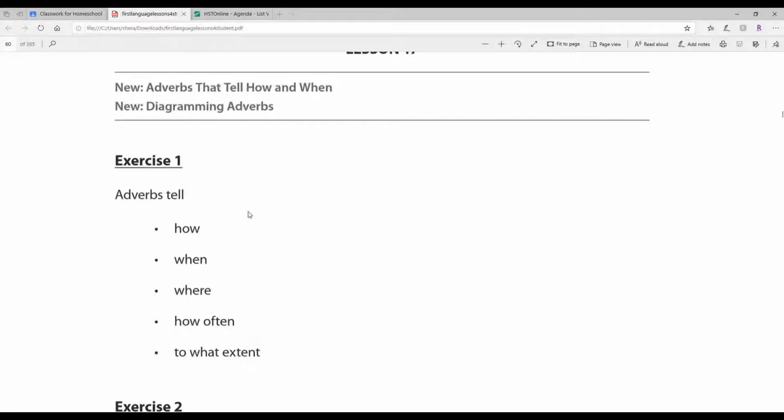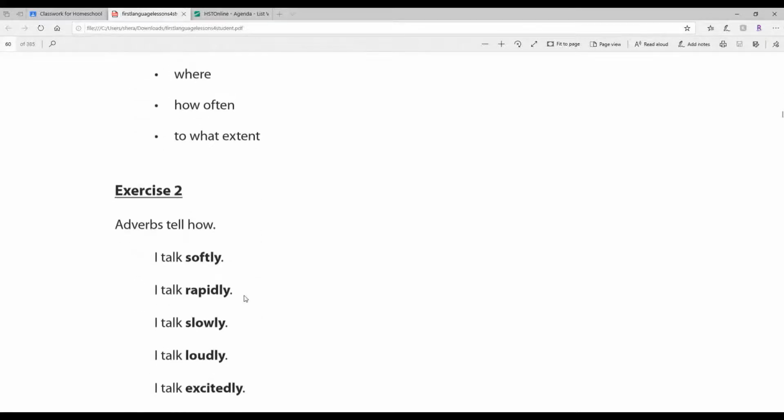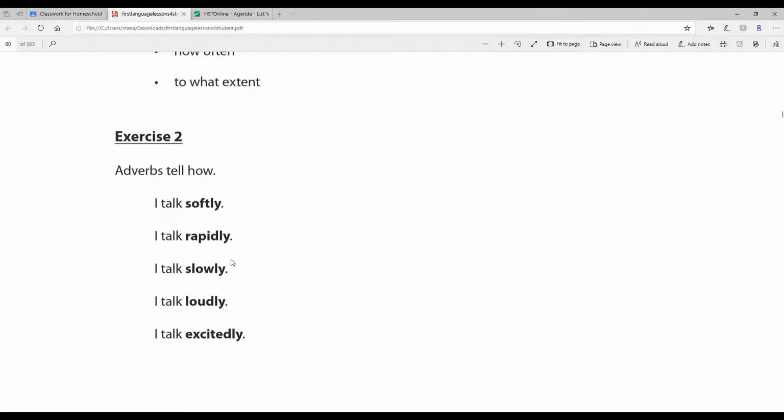All right. Now, remember adverbs, these are what adverbs tell. How, when, where, how often, and to what extent. Okay? All right, so these are what they tell, but here in exercise 2, these are adverbs that tell how something's done. Softly, rapidly, slowly, loudly, excitedly. Okay? How did you talk? Softly. How did you talk? Rapidly. How did you talk? Slowly. So these are adverbs that tell how.